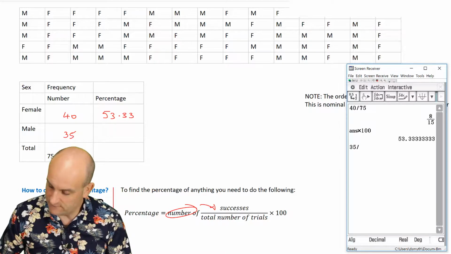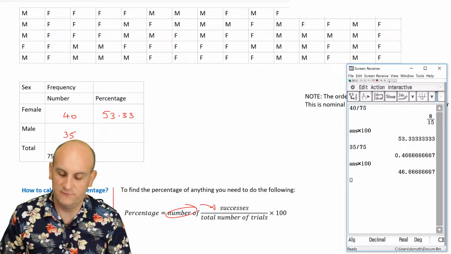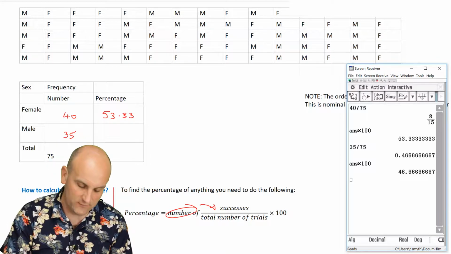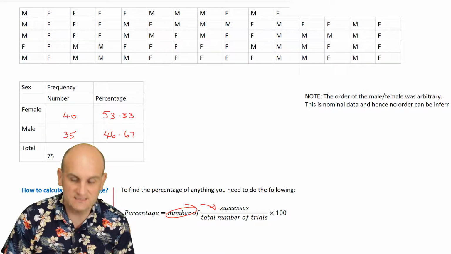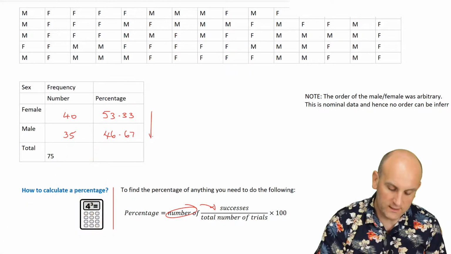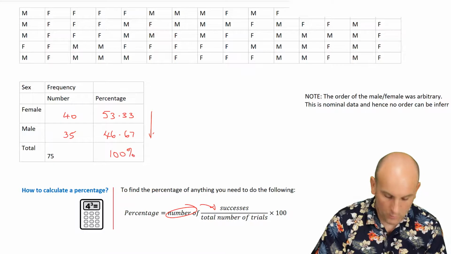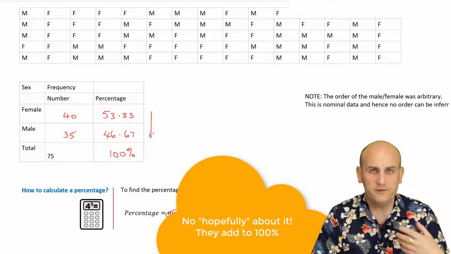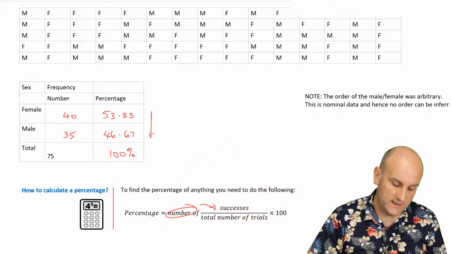35 males divided by 75 in total. This time it's already in a decimal. I'm going to times it by 100, which gives me 46.67. So writing here, 46.67. Now again, rounding to 2 decimal places. What do we notice about these two values when they add together? Well, hopefully they give me 100%. So there we go. You'll have questions in your textbook that will ask you to do that type of thing.